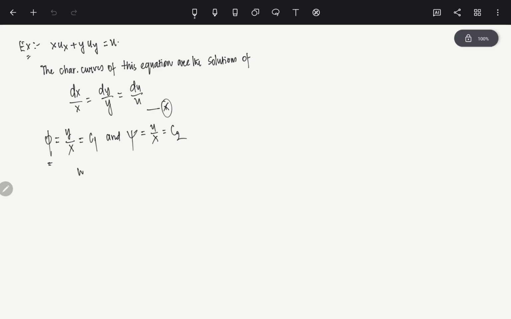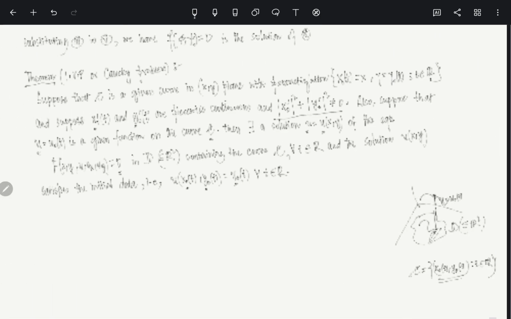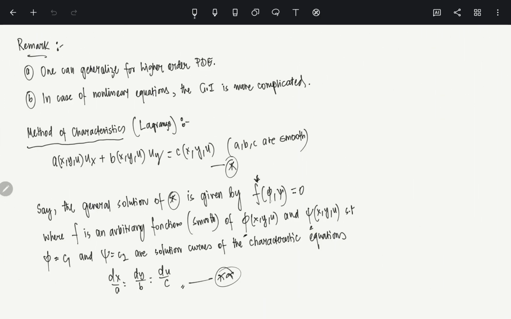Where C1 and C2 are arbitrary constants. Let me solve the whole problem and I will again explain to you what is exactly happening. So what is the general solution in this case? If you remember, the general solution is small f of y by x and u by x equals to 0. The general solution is f of phi psi equals to 0.